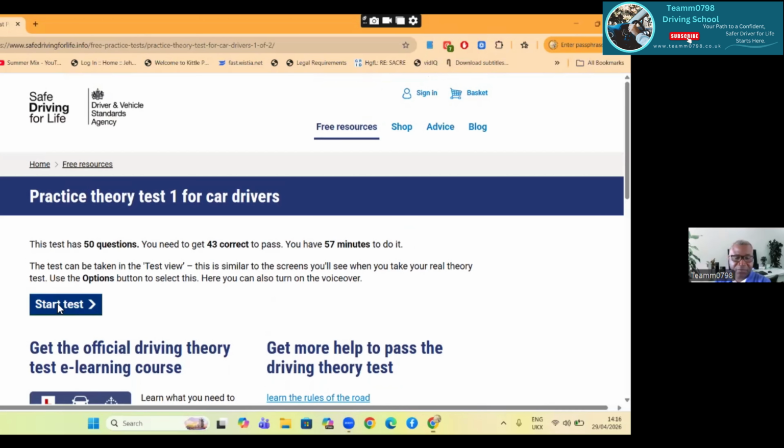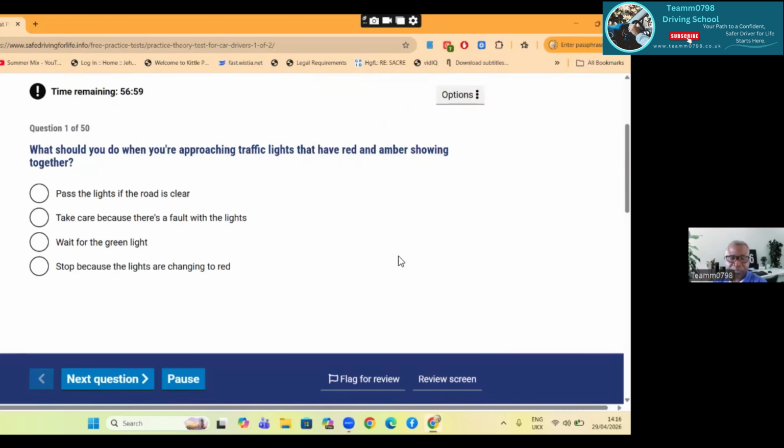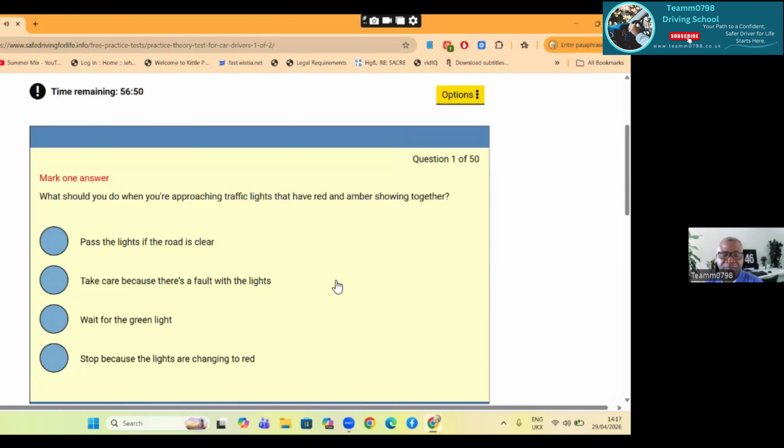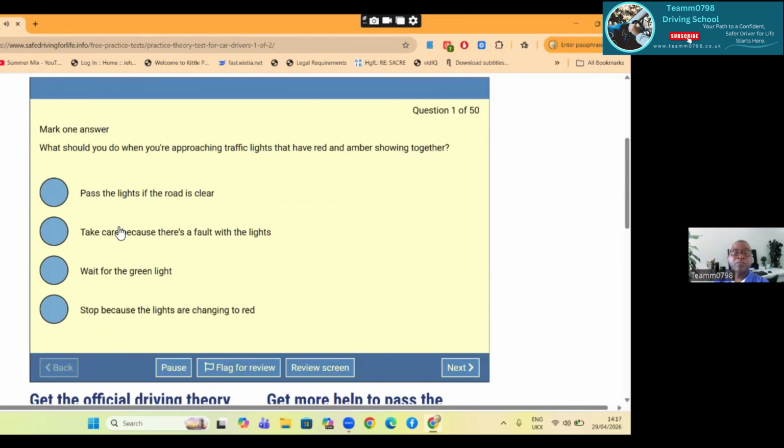Okay, so let's go straight into the questions. Let's go on the DVSA's test centre view mode and also have the voiceover. Mark one answer. What should you do when you're approaching traffic lights that have red and amber showing together? Okay, so what should you do when you're approaching a traffic light that has red and amber lights showing together?